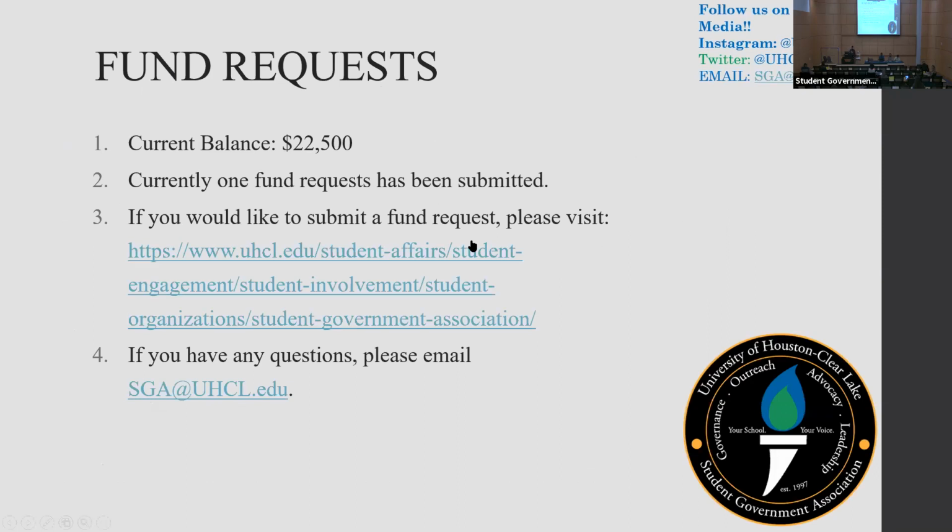Next, we move into our fund requests. Our student organization allocation budget is currently at $22,500. And as I mentioned earlier, we have our first fund request of the year. So with that, I would please welcome Catherine Schultz from the Accounting Association requesting funds for the annual accounting recruiters reception.